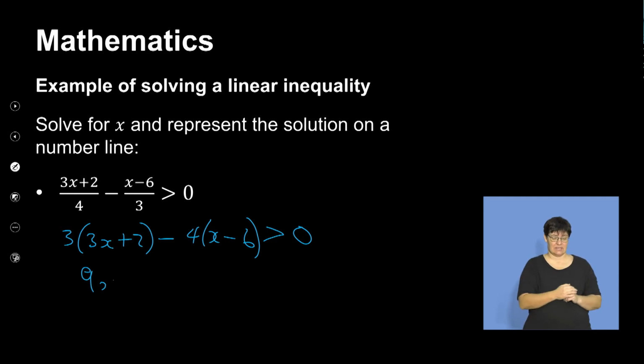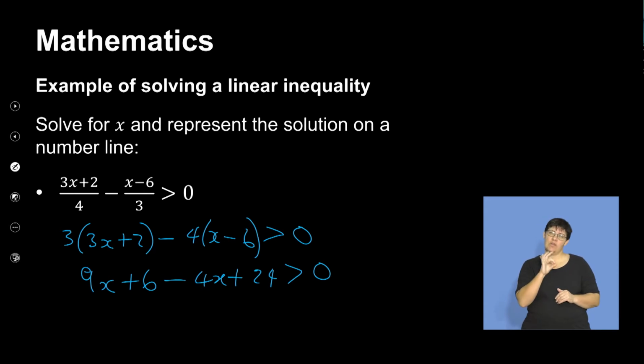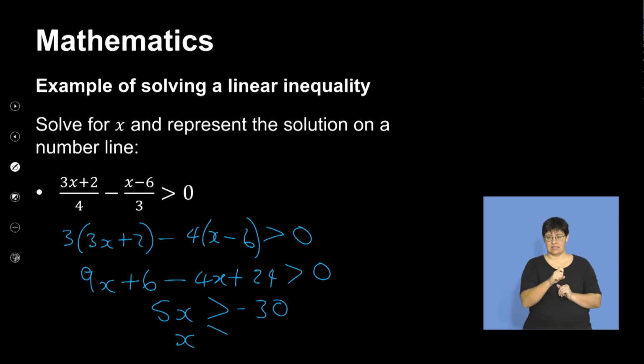And this will be 9x plus 6 minus 4x plus 4 multiplied by 6 will be 24, greater than 0. The 6 and the 24 gives me 30. The 9 minus the 4 gives me 5x is greater than negative 30. Then my x will be greater than negative 6 if I divide both sides by 5.